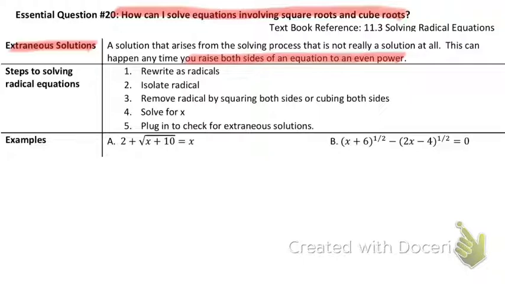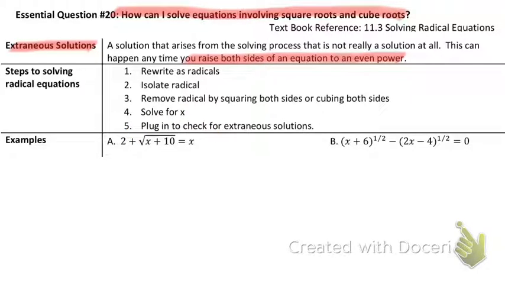First thing we're going to do is take any fractional or rational exponents and turn them back into radicals. In example A, we don't have exponents that are fractions, but we already have a square root, so step one is already done for us. The next thing we want to do is isolate the radical. That means we want to get this square root all by itself, keeping all the stuff inside on one side of the equation. Everything else has to move to the other.